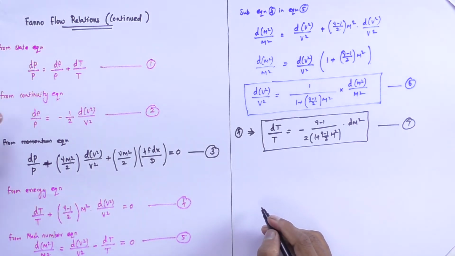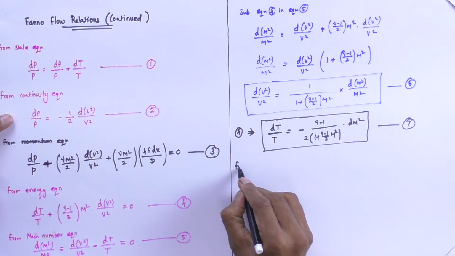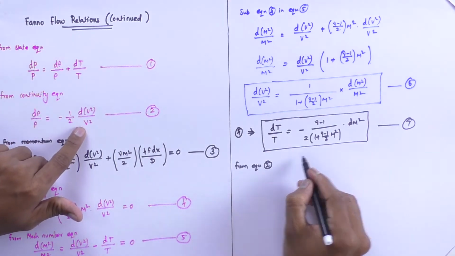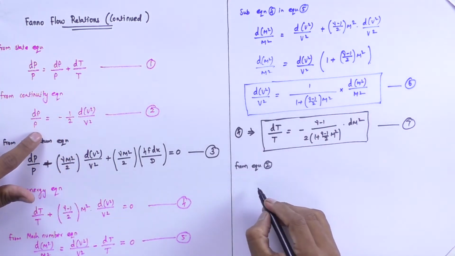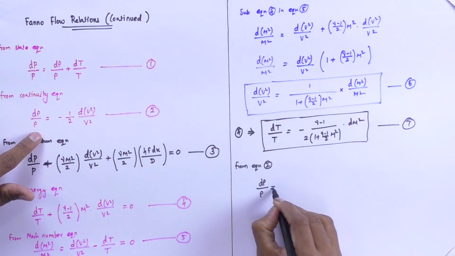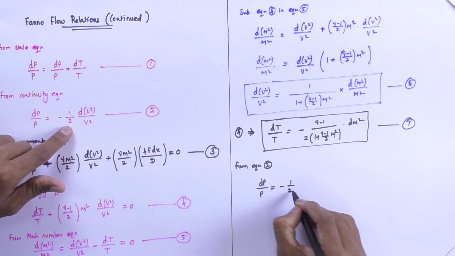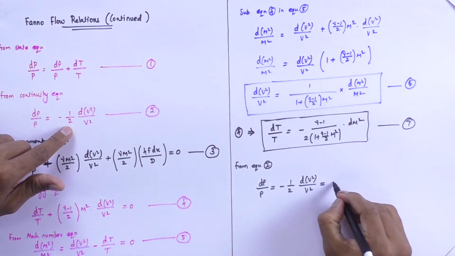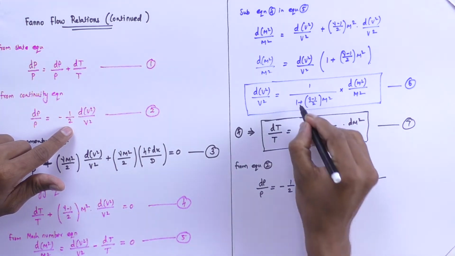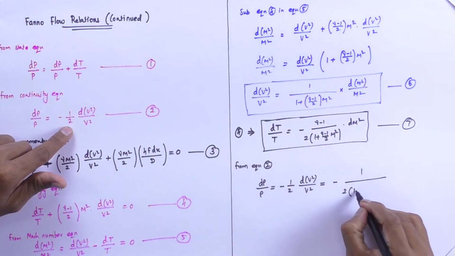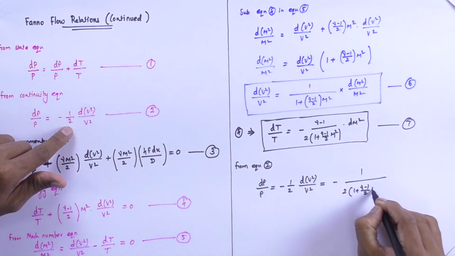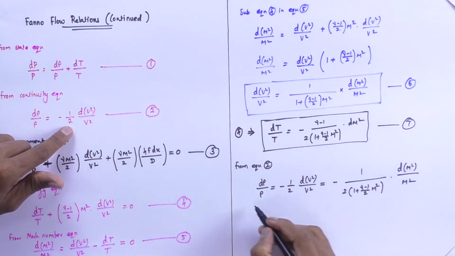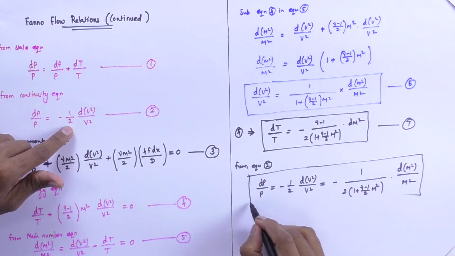Then from equation number 2, we can represent d rho by rho as a function of Mach number variation. So, d rho by rho is equal to minus 1 by 2 d of v square divided by v square. This is equal to minus of 1 by 2 into this whole term, 1 plus gamma minus 1 by 2 M square into d of M square divided by M square. So, this is equation number 8.